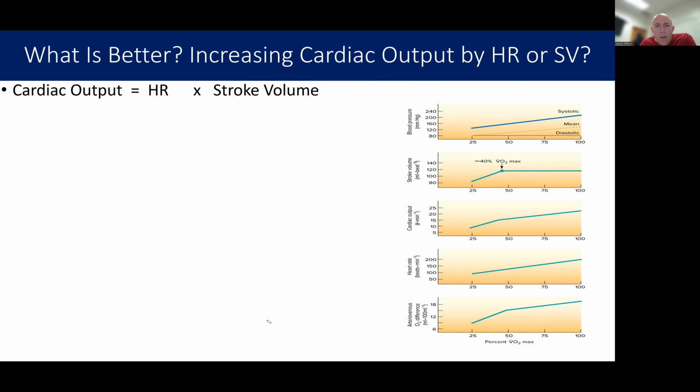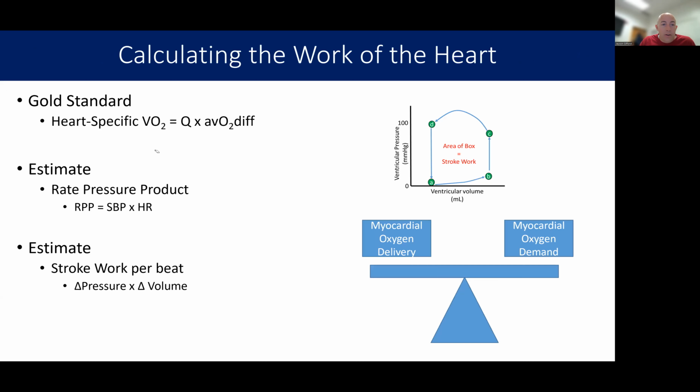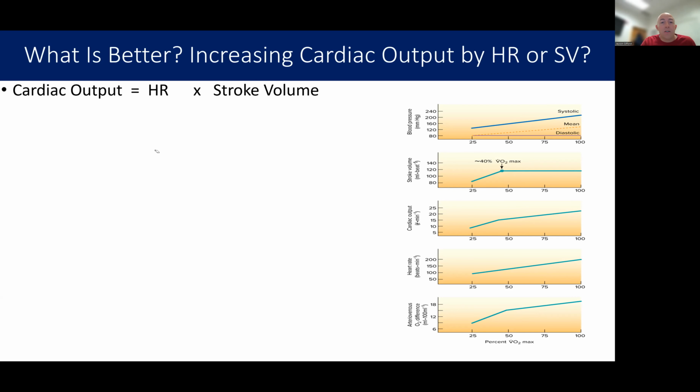So you can increase your cardiac output in 2 ways, right? You can increase cardiac output either by increasing heart rate or increasing stroke volume. Let's say you want to double your cardiac output. Is it going to be easier for the heart to double the heart rate or double the stroke volume? And it turns out that it is much, much easier to increase cardiac output by doubling stroke volume than it is by doubling heart rate.